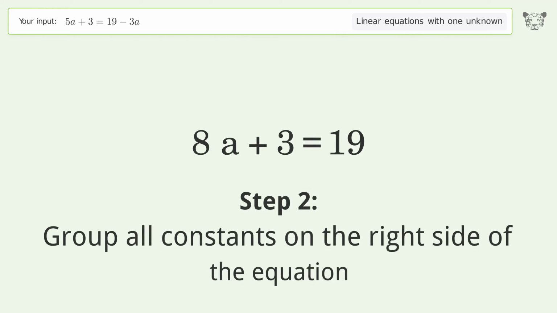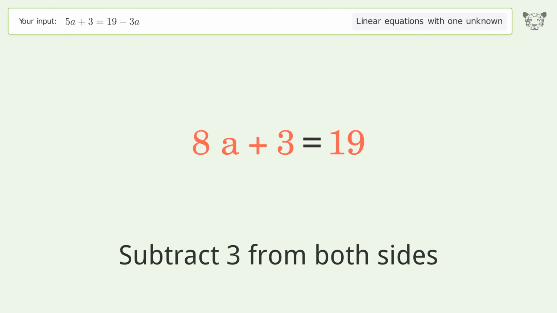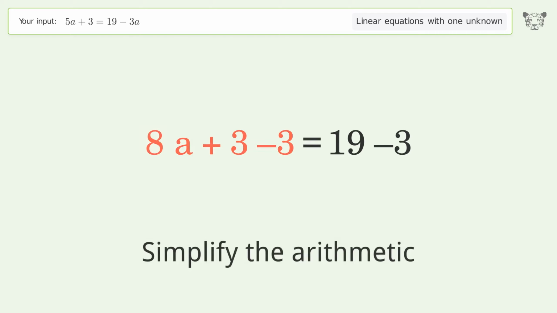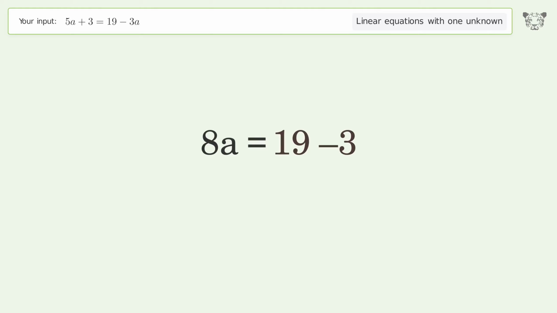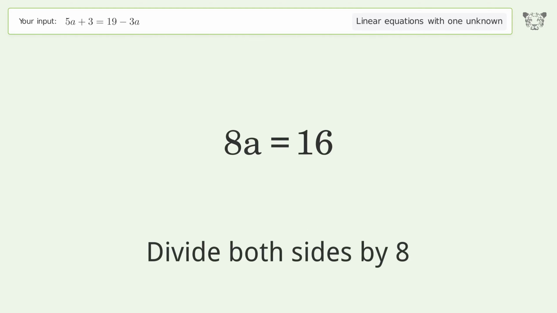Group all constants on the right side of the equation. Subtract 3 from both sides. Simplify the arithmetic. Isolate the a. Divide both sides by 8.